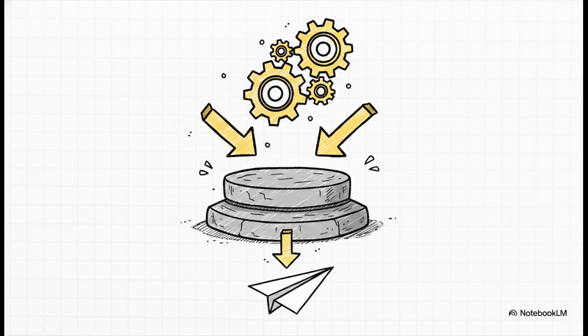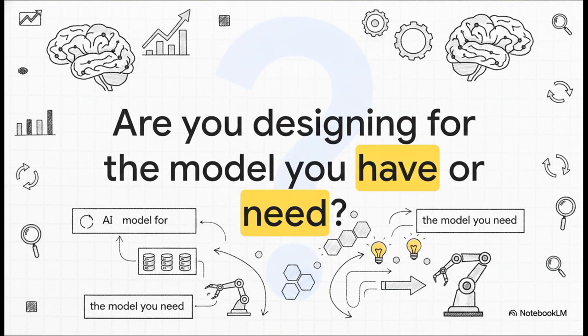It's that simple. As we wrap up this explainer, I want to leave you with a final, slightly provocative thought to take back to your development team. As these AI models rapidly evolve, like Opus utilizing adaptive thinking to dynamically adjust its own reasoning depth on the fly, ask yourself, are you currently designing your applications for the model you have or the model you truly need?